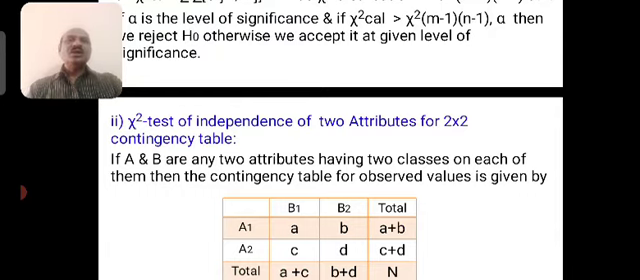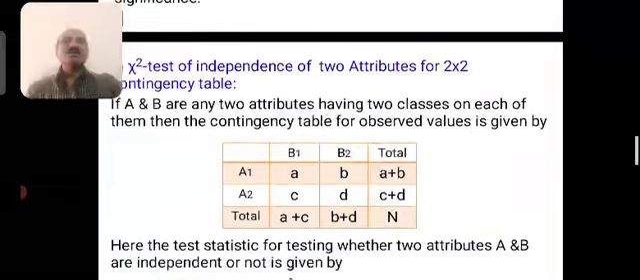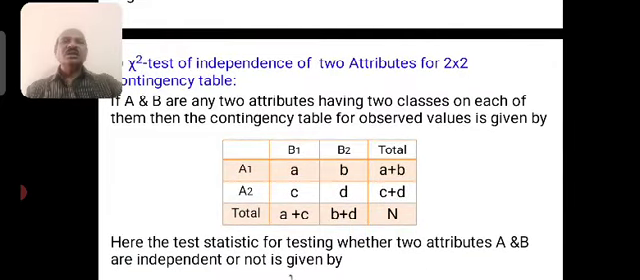If A and B are any two attributes having only two classes each, then the contingency table can be given as: A has A1, A2, and B has B1, B2 as the two classes. The cell frequency common to A1, B1 is represented by a, A1, B2 by b, A2, B1 by c, and A2, B2 by d. Their row-wise and column-wise totals are written, and their total again gives the total frequency capital N.